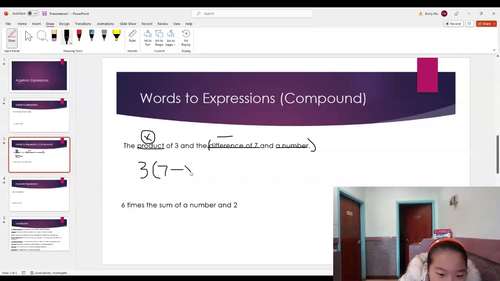An x. So we put the parentheses back. Our expression is 3(7 minus x), which is our answer, or 3 multiplied by 7 subtracted by x, which is still the same thing. The next one, I want you to try on your own. Take your time.